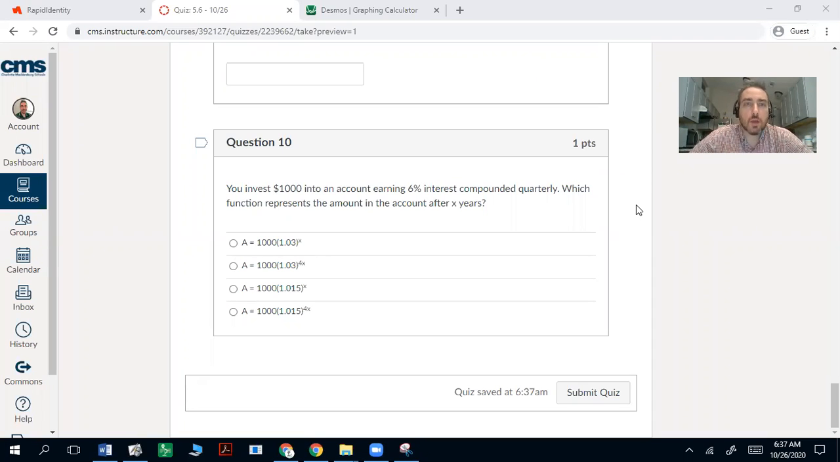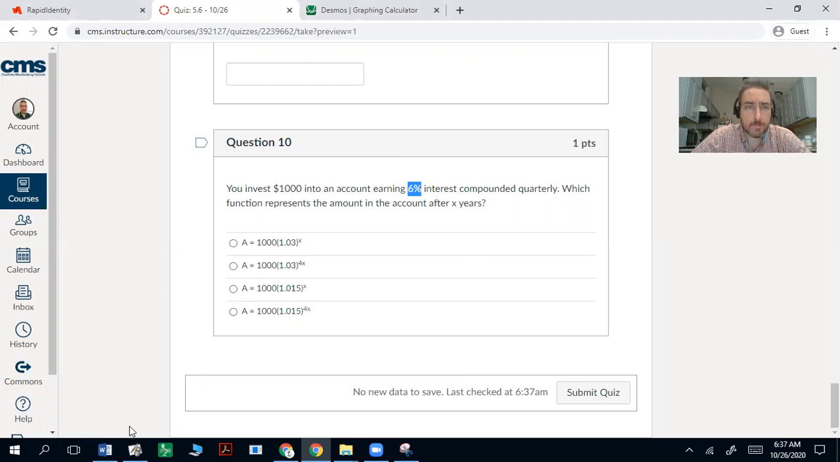Let's look at another problem. You invest $1,000 into an account earning 6% interest compounded quarterly. Which function represents the amount in the account after 6 years? So what we want to do is think about taking our 6% and breaking it up into 4 different components. So we're going to use the compound interest formula.